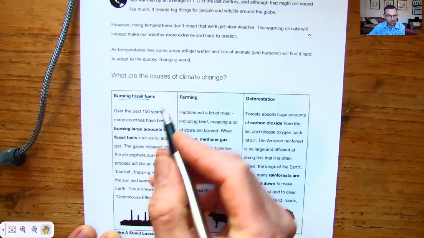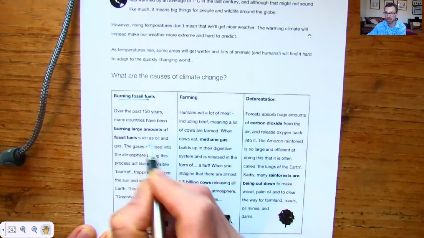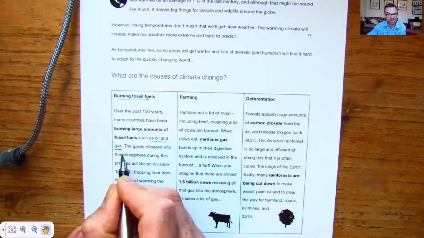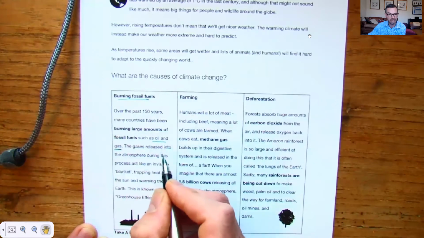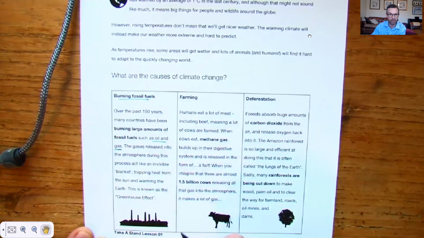Over the past 150 years, many countries have been burning large amounts of fossil fuels, such as oil and gas. So we know that oil and gas has been burned. The gas is released into the atmosphere. During this process, it acts like an invisible blanket, trapping heat from the sun and warming the earth. This is known as the greenhouse effect. So I might include that word in there as well. So I've got a few bits and pieces.